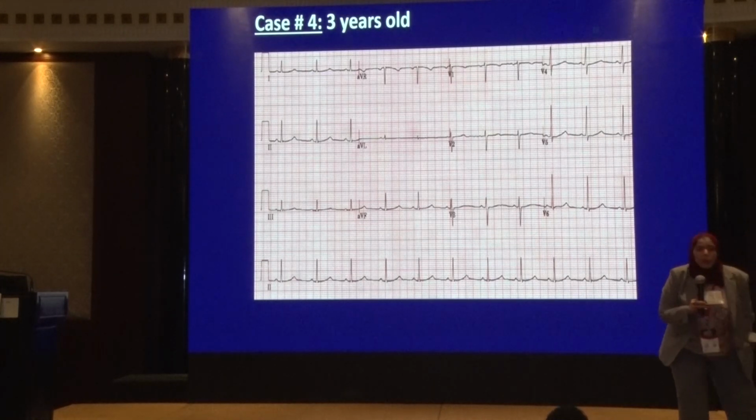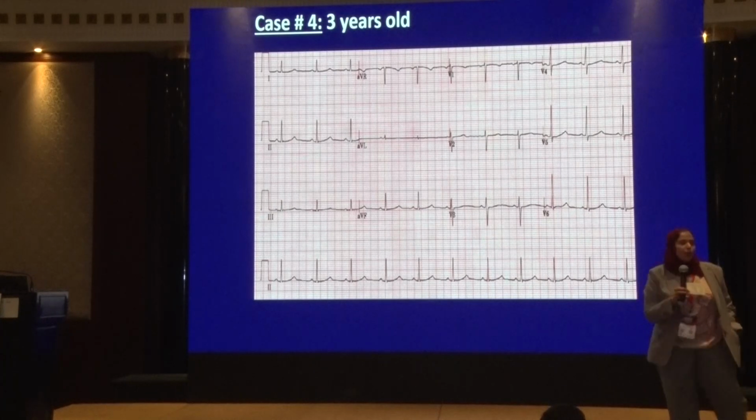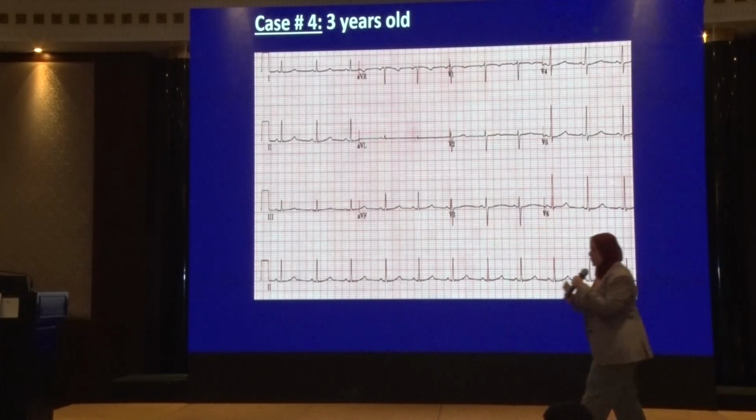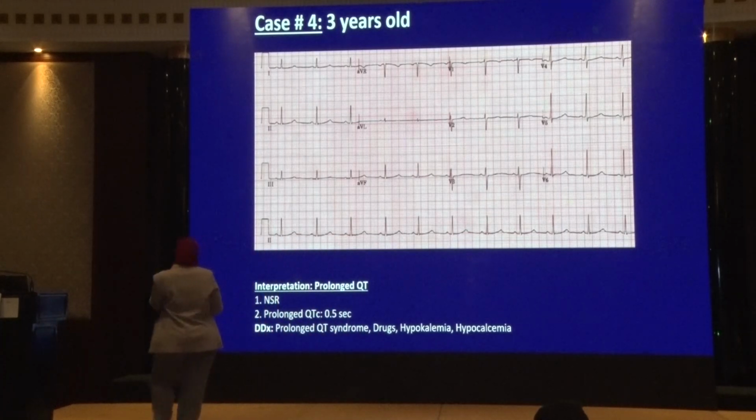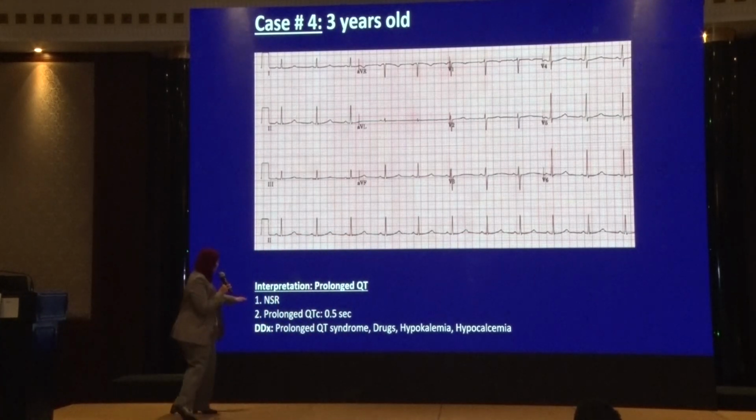490. Oh, this is also prolonged. Dr. Ivan is saying 5. So you all agree that this patient has a long corrected QT. Okay, so this patient has prolonged QT. Bravo for all of you. This patient has prolonged QT with normal sinus rhythm. It's about 500, as you said.